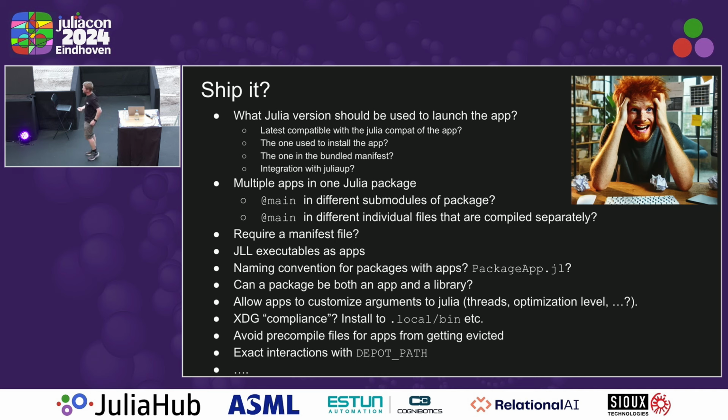So for example, what Julia version should be used to launch the app? There are many right answers. You could have the latest compatible with the Julia compat of the app. Like if the app says, I'm compatible with every Julia version above 1.8, shouldn't you want to use the latest one then? Maybe. Maybe you should use the one that installed the app. Like if I use this specific Julia version to install it, maybe that's the one we should use. In the bundle manifest, there's also a Julia version entry that says what Julia version was actually used to generate the app. So maybe the author of the app should have the decision there.